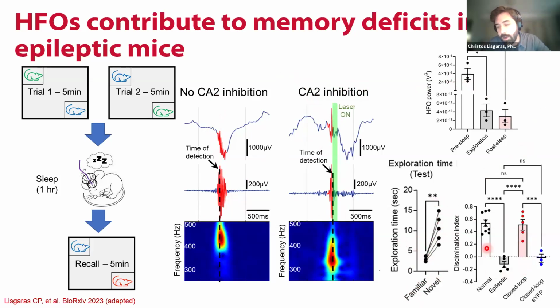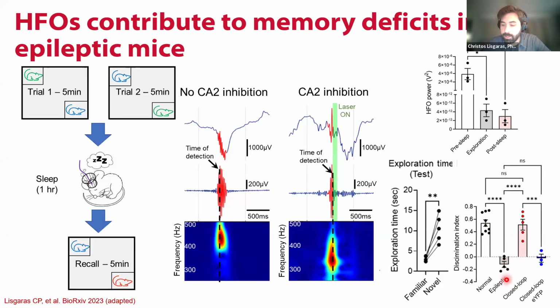And here you can appreciate the differences. So here are normal mice. They are not epileptic. This is a naive mouse. They prefer the novel mouse because they explore more time, and this is shown by a positive discrimination index. Epileptic mice were impaired. You can see it's negative. They don't show a preference between the familiar and the novel.